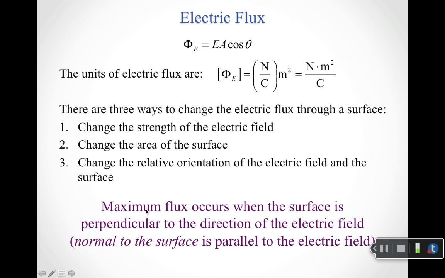The minimum flux I can get is 0, and that happens when the electric field is perpendicular to the area vector. That's a situation where the electric field and the surface are running parallel to each other. So we just have to keep in mind what this cosine theta cares about: it cares about the angle between the electric field vector and the area vector, and that area vector is perpendicular to the area, to our surface.